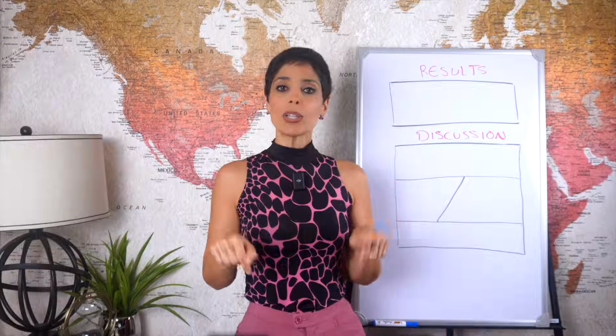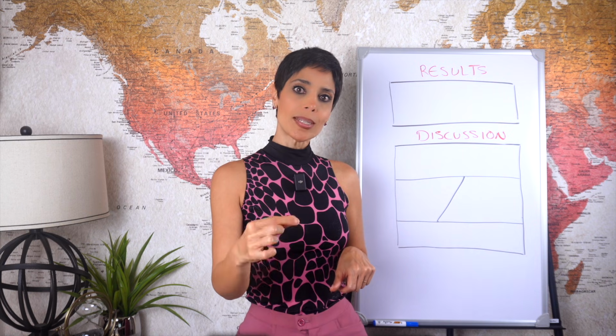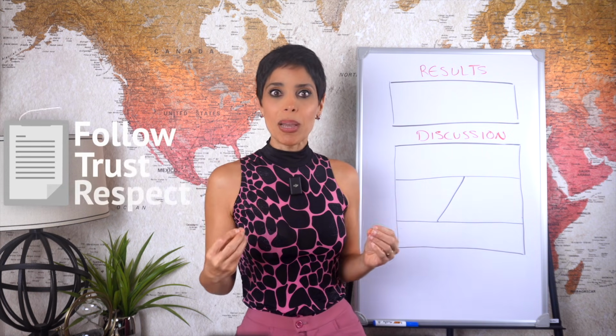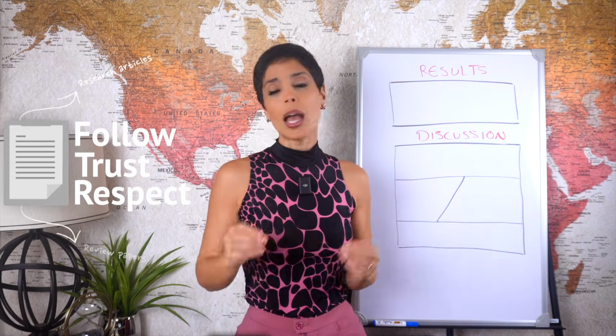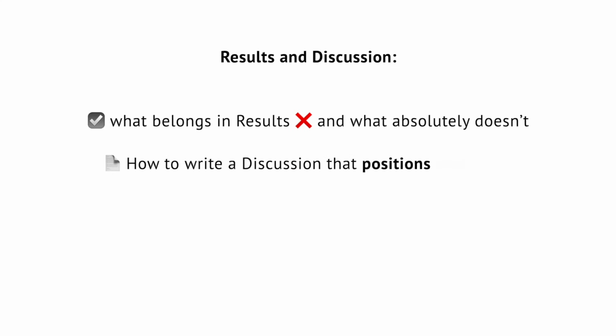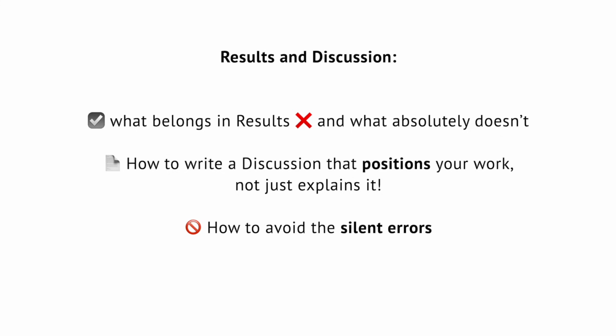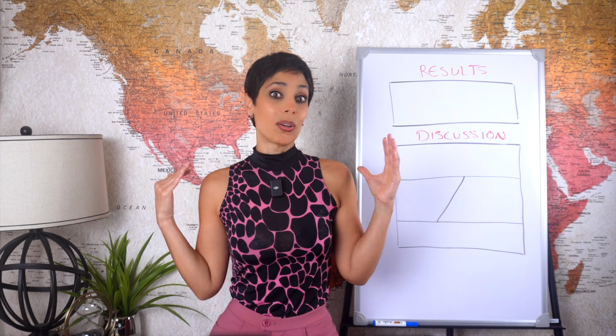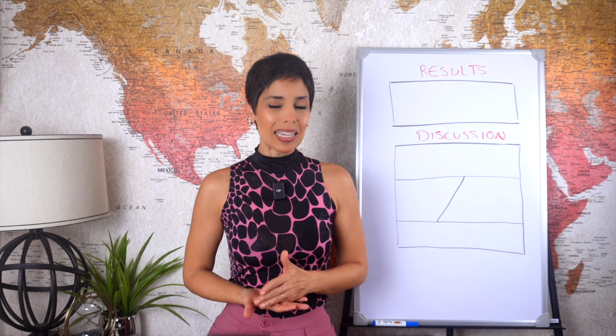In this video, I'm going to show you how to craft your results and discussion section so that the reviewers can actually follow, trust, and respect it, both for research articles and review papers. We'll break down what belongs in results and what absolutely doesn't, how to write a discussion that positions your work, not just explains it, and how to avoid the silent errors that lead to desk rejections and major revisions. This is not about writing more, it's about writing correctly.